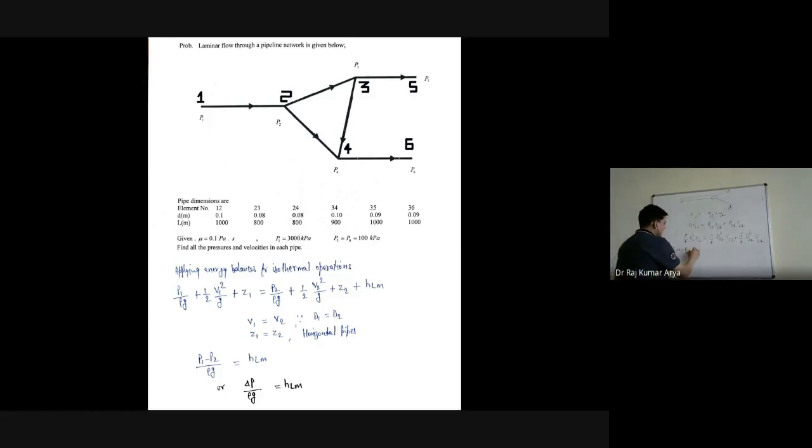V12 you have, so you have here pi by 4 d12 square into V12. V23 also you have there, you can put a minus sign here. V24 also you have, so you have here pi by 4 d24 square. Further velocity you don't have there, so you have here 0 times of V34, 0 times of V35, 0 times of V46.